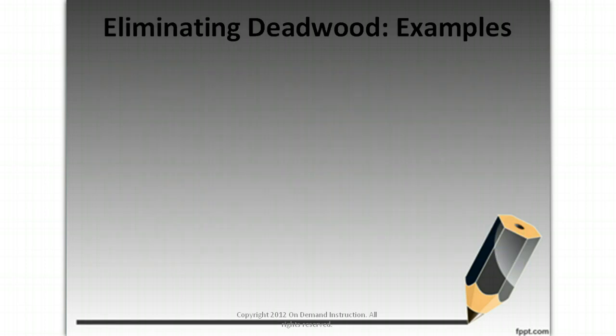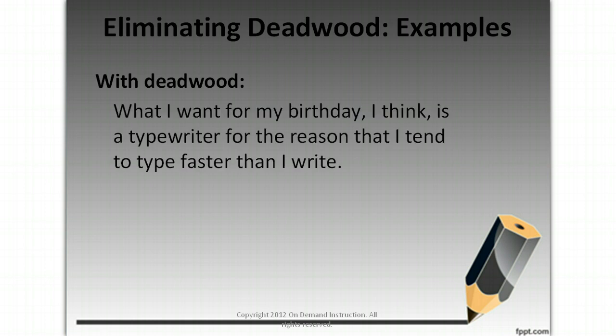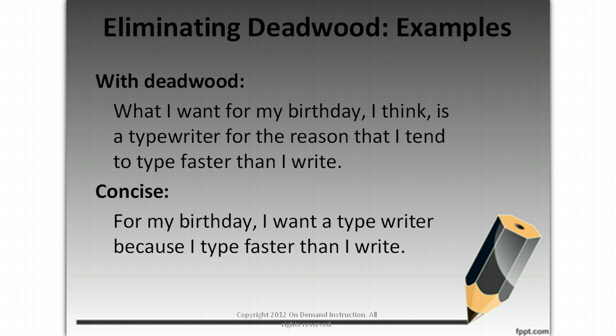The following examples show how to eliminate deadwood from your sentences. With deadwood: What I want for my birthday, I think, is a typewriter for the reason that I tend to type faster than I write. In a concise form, the sentence reads: For my birthday, I want a typewriter because I type faster than I write.